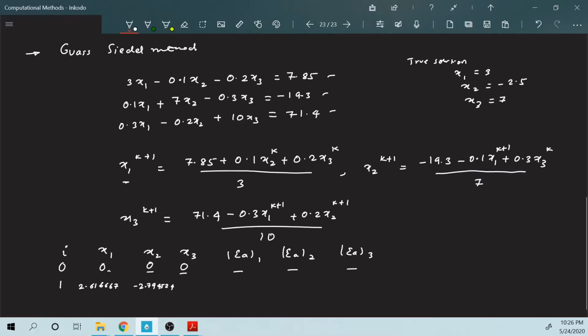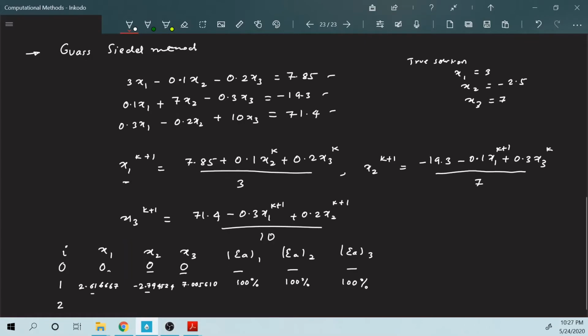Now again, when you talk about x3, you can substitute the value of x2 and x1. But since this is Gauss Seidel method, you are going to substitute the current values, that is the value that gets available, and that is 7.005610. And if you see, the error comes out to be 100% here. Now let's move on to the next iteration.